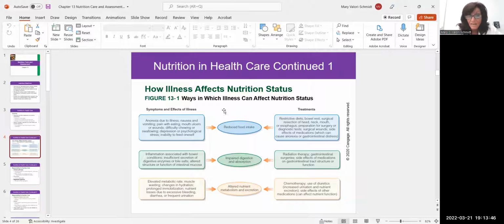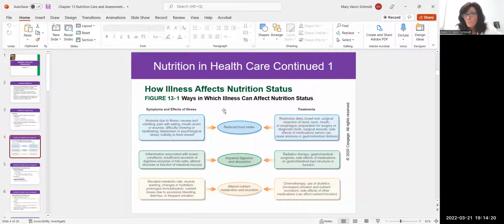So there's a chart here on this fourth slide that talks about the ways that illness affects our nutritional status. So for example, something like reduced food intake, well, anorexia, and don't confuse that with anorexia nervosa. That's a psychiatric diagnosis. The word anorexia simply means loss of appetite. And so patients can have anorexia because of illnesses, because of nausea, because of vomiting, because it hurts when they eat, or there's a problem with something in their mouth. They have difficulty chewing. Maybe they had a stroke and they can't swallow, right? All these things can lead to nutritional deficits.